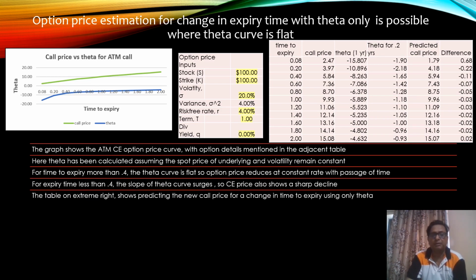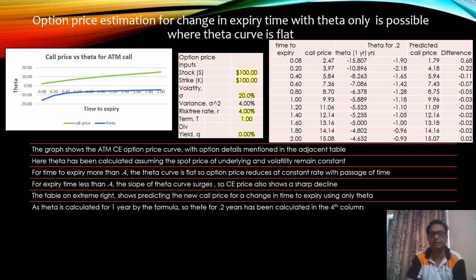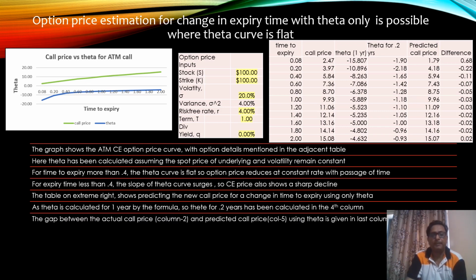The table on the extreme right shows predicting the new call price for a change in time to expiry using only theta. As theta is calculated for 1 year by the formula, theta for 0.2 years has been calculated in the fourth column. The gap between the actual call price and the predicted call price using theta is given in the last column.